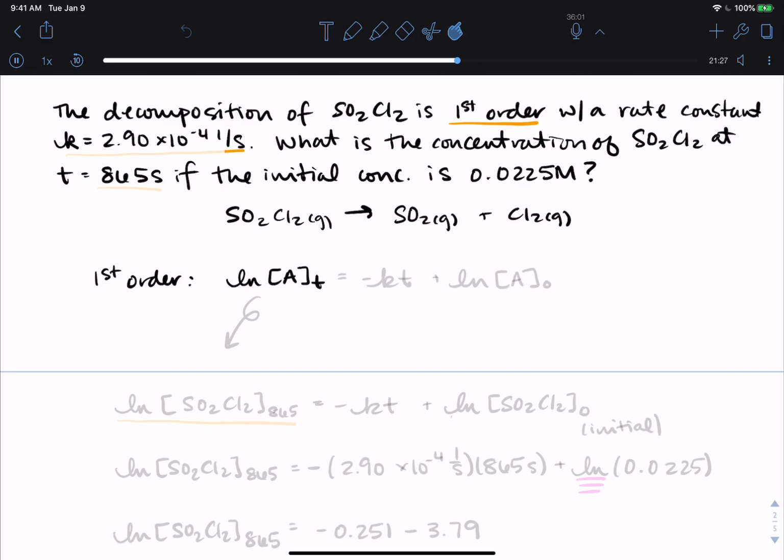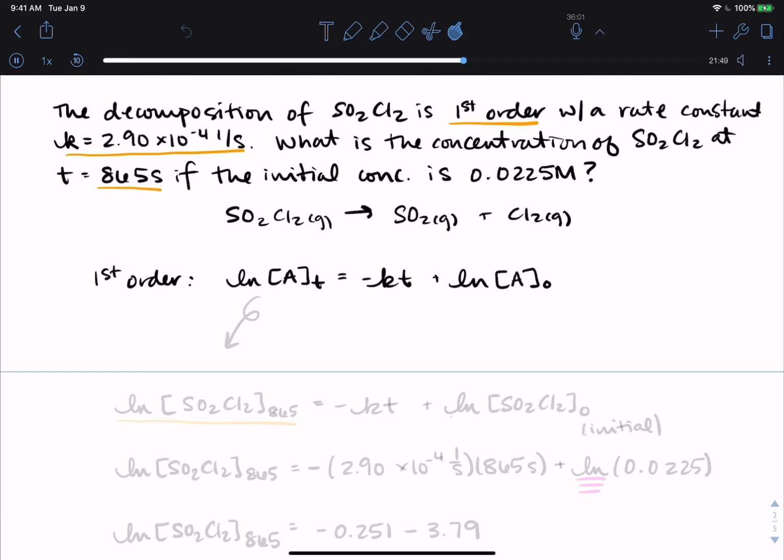So we're going to need natural log of A at time t equals negative kt plus the natural log of A at time 0. We will also need the rate constant, which is given, and then what time frame we're looking at.